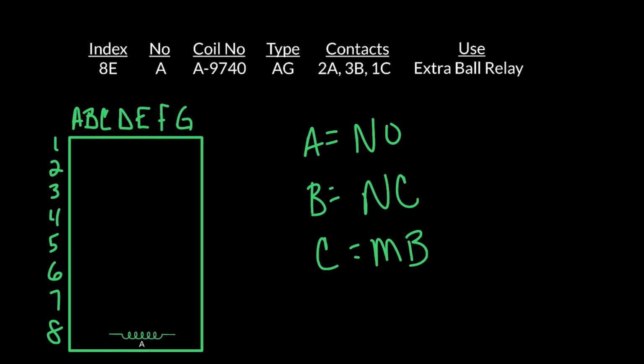So again, there's 6 switches on this stack. 2 of them are going to be normally open, 3 of them are going to be normally closed, and 1 of them is going to be a make-break. So sometimes you'll see this notation of A, B, C, and again, the key's just right here to help you with that.